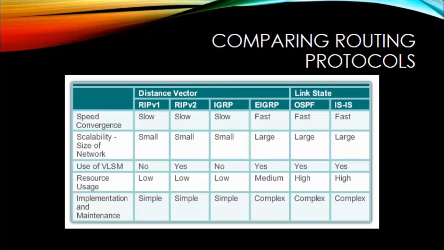In this table, we can compare distance vector versus link state protocols. We can see also some different kinds of routing protocols. In distance vector, we have RIP versions 1 and 2, IGRP and EIGRP, whereas in link state we have the OSPF and the ISIS.